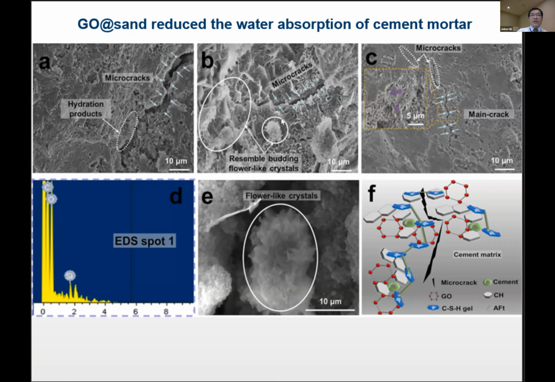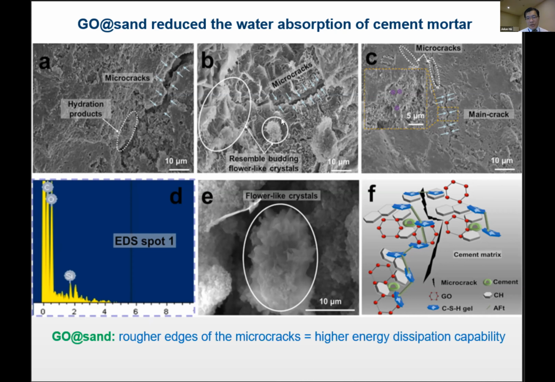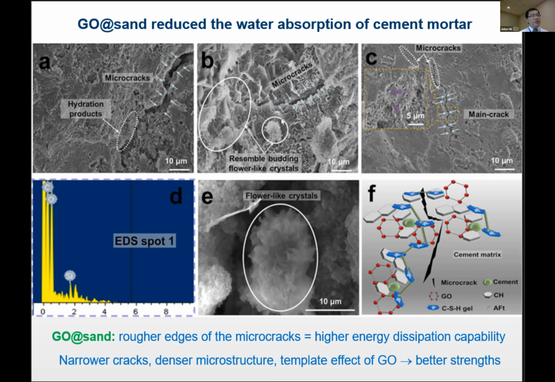And also in the crack, we see some budding flower-like beautiful crystals. And these help make that crack surface rougher, and they're able to dissipate more fracture energy. So rougher edges of the micro cracks, as well as the narrow cracks and denser microstructure and the nucleation effect of graphene oxide, all of these contribute to what we observe in terms of 38% increase in the 28-day compressive strength and 44% increase in fracture strength. So we, of course, propose some mechanisms to explain the results based on all the evidence we gather.